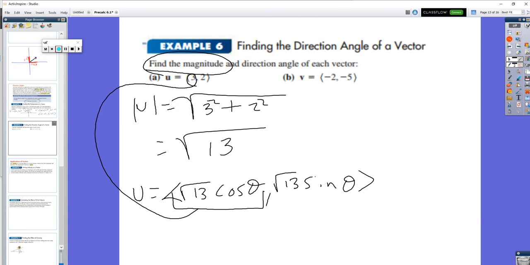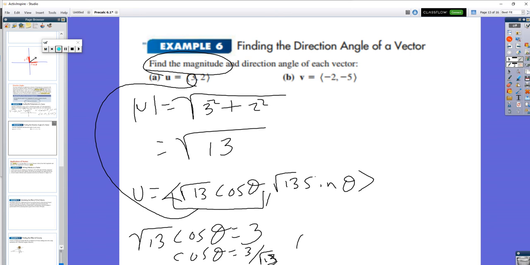I usually tend to use the cosine one just because it usually doesn't get us into too big of an issue when you do the inverses. But sometimes you may want to do the vertical component, but it doesn't overly matter which one you set it equal to. We're going to set square root of 13 cosine theta equal to its respective horizontal component 3. We're going to divide through. So we get 3 over square root of 13. And we get theta is equal to cosine inverse of 3 over root 13.